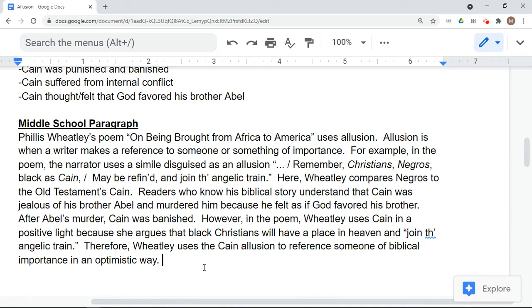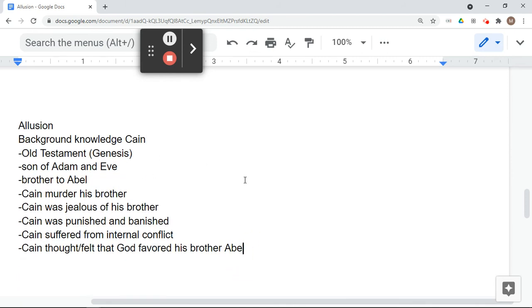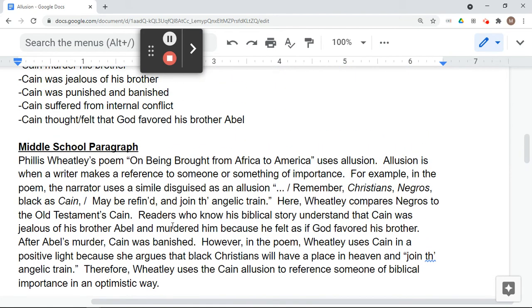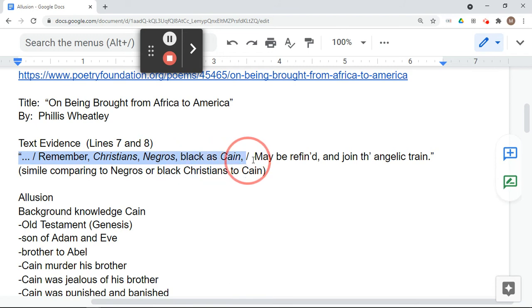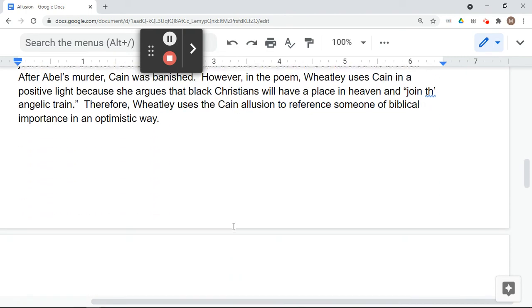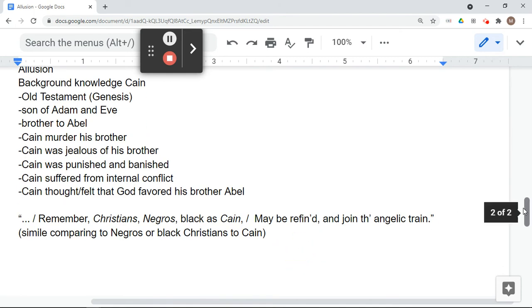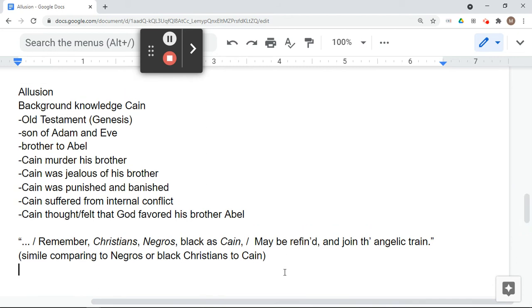Thank you so much, right writers, for sticking it out with our middle school paragraph. Now we're going to go deeper into the why in our text evidence. Why does Phyllis Wheatley use Cain? What's the reason behind this allusion of, remember Christians, Negroes black as Cain may be refined and join the angelic train? Now, our middle school paragraph did a pretty good job of thinking about some of that why, and we talked about how Phyllis Wheatley is using a simile to compare Negroes or Black Christians to Cain specifically.